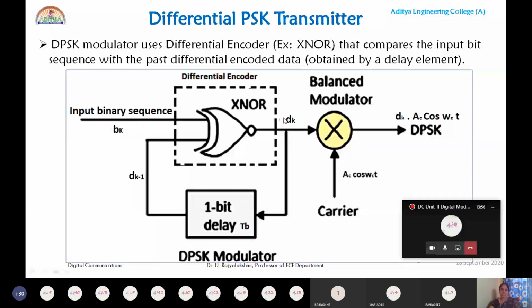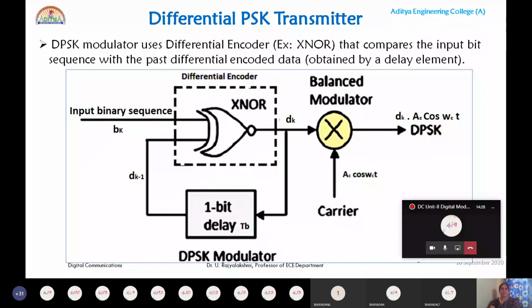So now you can say that our DK is the unipolar signal. Because its output is 1 when both the inputs are same. Output is 0 when both the inputs are different. So that's why DK is a unipolar energetic signal. What is DK? Differential encoder output. What is DK minus 1? Delay element of differential encoded data.